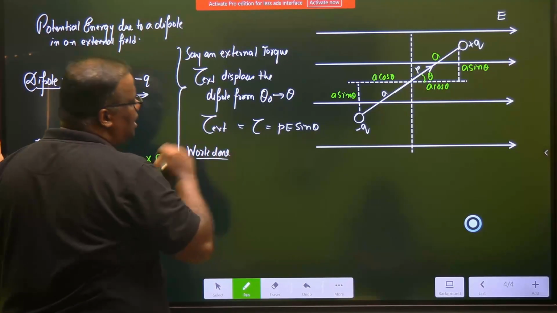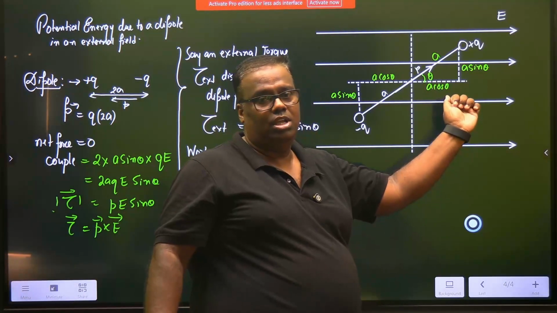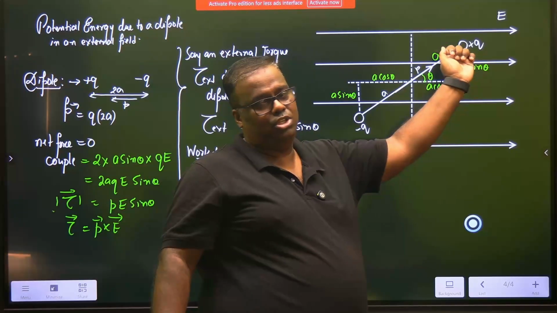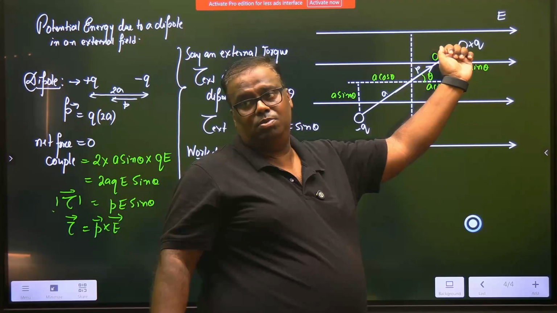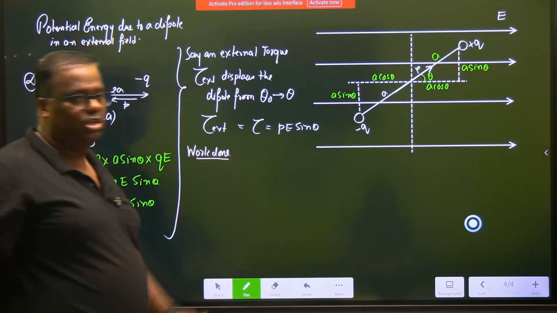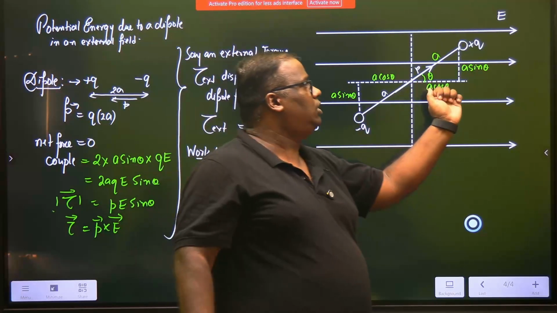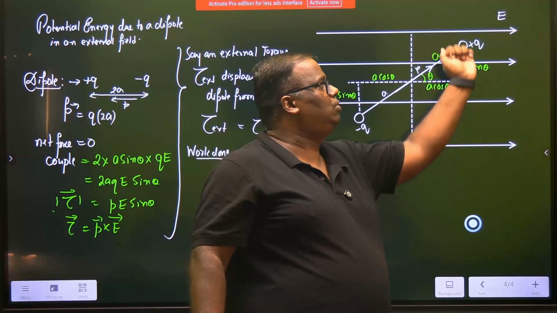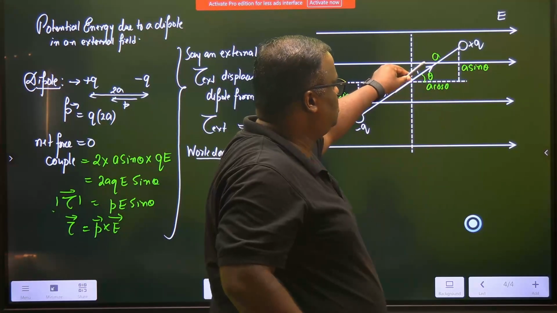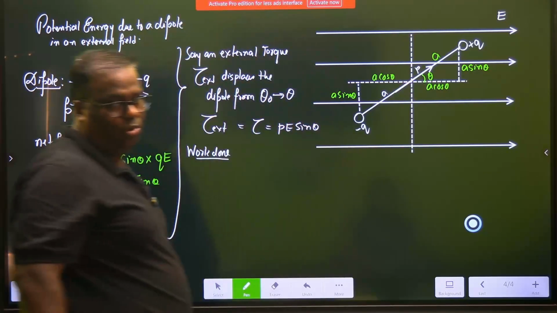Now, the work done. Why am I saying work done? If you apply an external torque and take the dipole to this position, the dipole has been energized now. It will come back here, so you are doing some external work. You're twisting it to this position and adding more energy to it. So we're trying to calculate that work done.